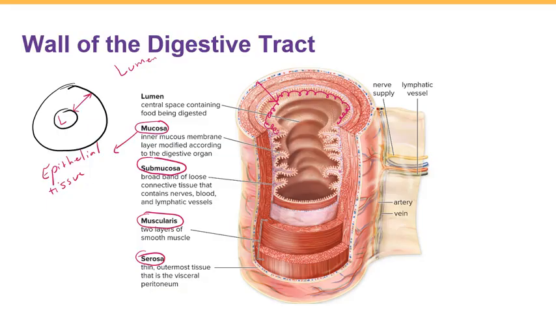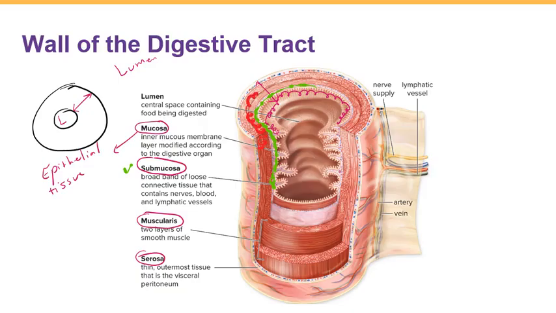And then under mucosa, we have the submucosal layer, which is the second layer, and this one is a connective tissue. We have submucosa, as sub means under. Submucosa is a loose connective tissue in which you can find many blood vessels, nerves, and also lymphatic vessels. And then after submucosa, the next layer is our muscle layer.